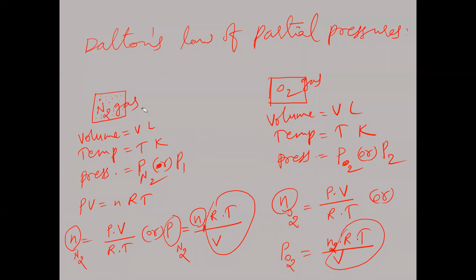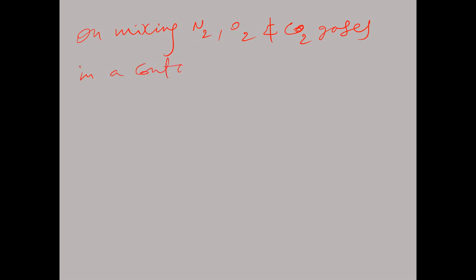So these three gases we have taken in the same volume V liters and at the same temperature: nitrogen gas, oxygen gas, and CO2 gas. Now we are mixing these three gases. What are we doing here? On mixing nitrogen, oxygen, and CO2 gases, these three gases are mixed in a container with volume V liters.